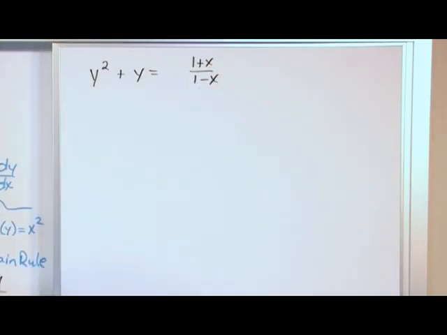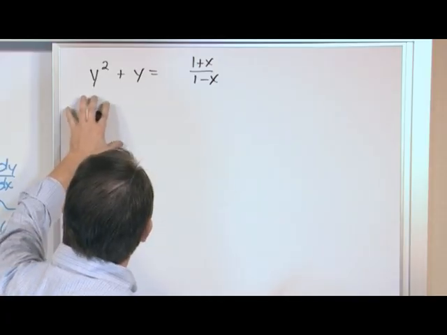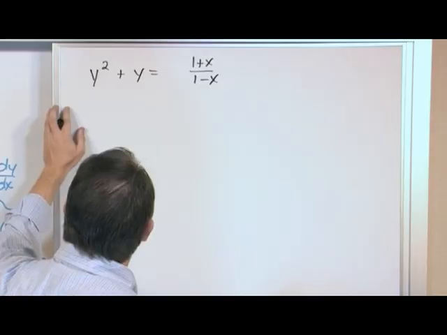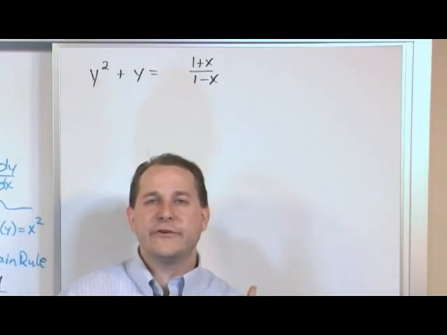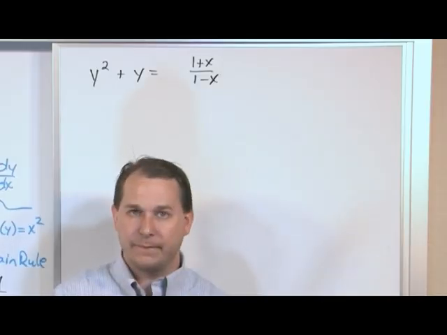So here is an equation, and what we want to find is dy/dx, the first derivative, but y is not solved for by itself. This is not explicitly defined. This is an implicit function. In other words, we know how y and x are related, but we don't have y on one side of the equal sign by itself.